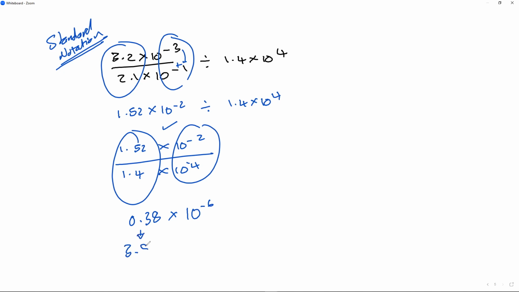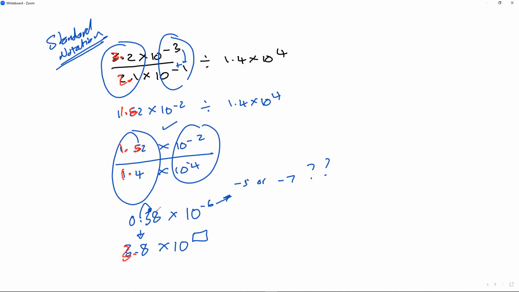And that becomes 3.8 times 10 to the, now we've got to change this. Will this be negative 5 or will it be negative 7 is the question. If we move the decimal one space to the right. Because standard notation means that we always have one number, then a decimal, and then the rest of the numbers coming after that.